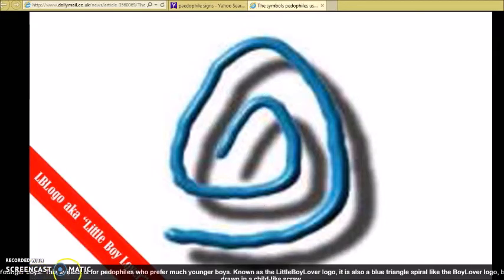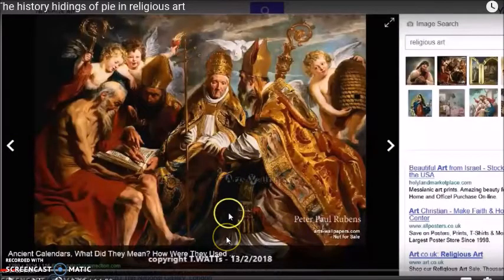There's the triangle of the bishop's cloak, sleeve, the kid inside doing the actions of, but convert that triangle into the triangle of pi, which represents what goes on in this disgusting area. Younger boys, this symbol is for paedophiles who prefer much younger boys. Paedophilic triangle of disgust.